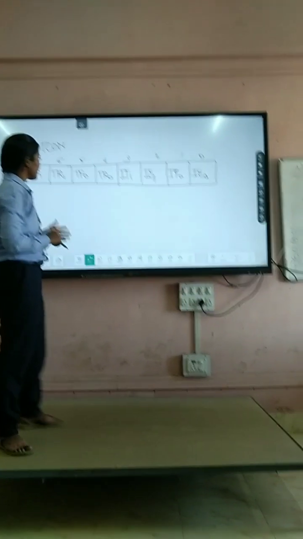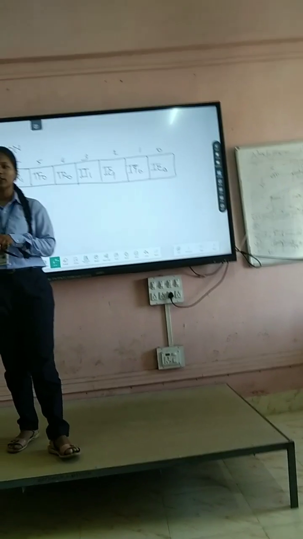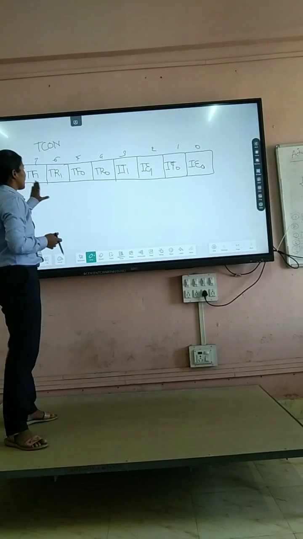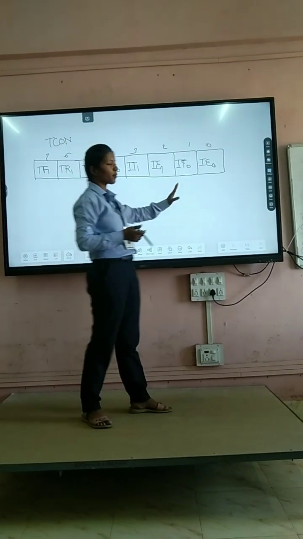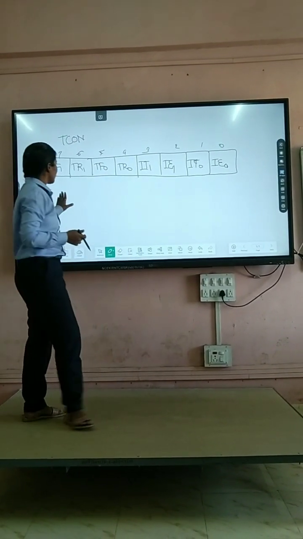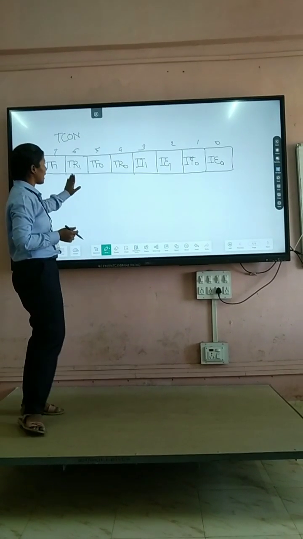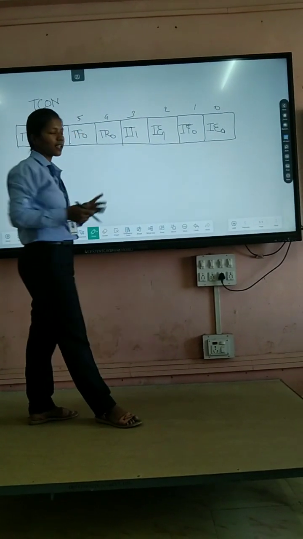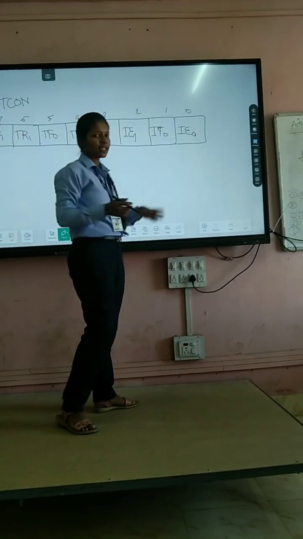Now, the second one is the TCON register. TCON register is also an 8-bit register, and this is used in the 8051 microcontroller. And the TCON register consists of 8 bits. There are TF1, TR1, TF0, TR0, IE1, IT1, IE0, and IT0. TF1 is the overflow flag of timer 1, and TR1 is the run control of timer 1, TF0 is the overflow flag of timer 0, and IT1 and IT0 select external interrupt type.